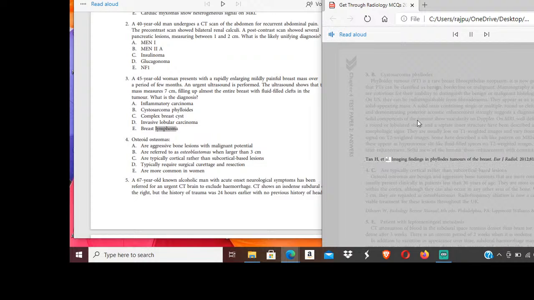Imaging findings in phyllodes tumors of the breast. Eur J Radiol. 2012; 81.